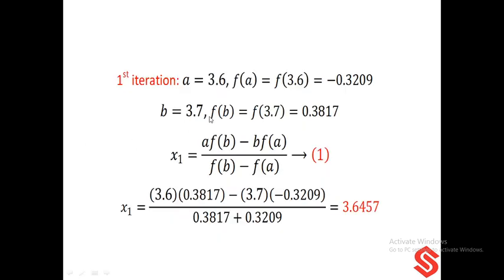Now the first iteration, taking a is equal to 3.6, f of a is minus 0.3209, b is equal to 3.7, and we have f of 3.7 is 0.3817. We substitute in the formula x1 is equal to a f of b minus b f of a divided by f of b minus f of a. We get the first approximation to the root is x1 is equal to 3.6457.